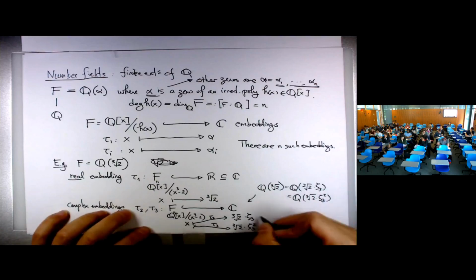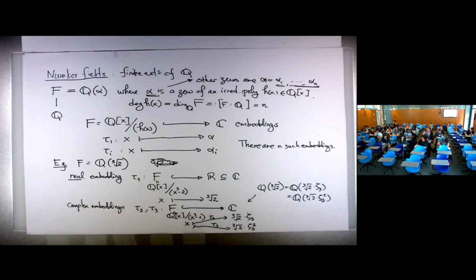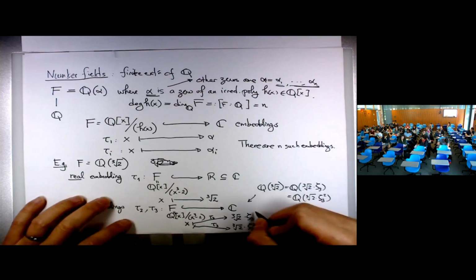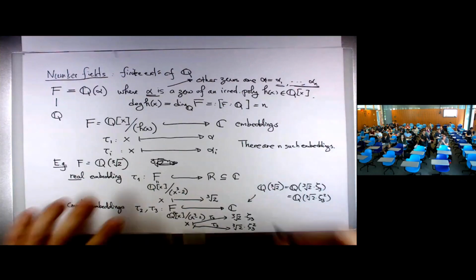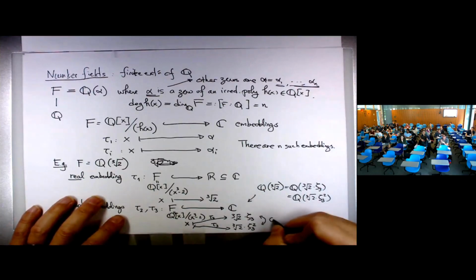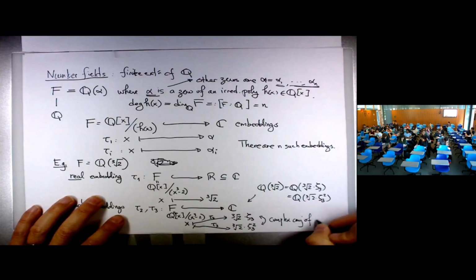Right? And also, I want to point out that because this zeta 3 is minus 1 plus root of negative 3 over 2, and zeta 3 squared is exactly the complex conjugate of that. So these two are complex conjugates of each other.